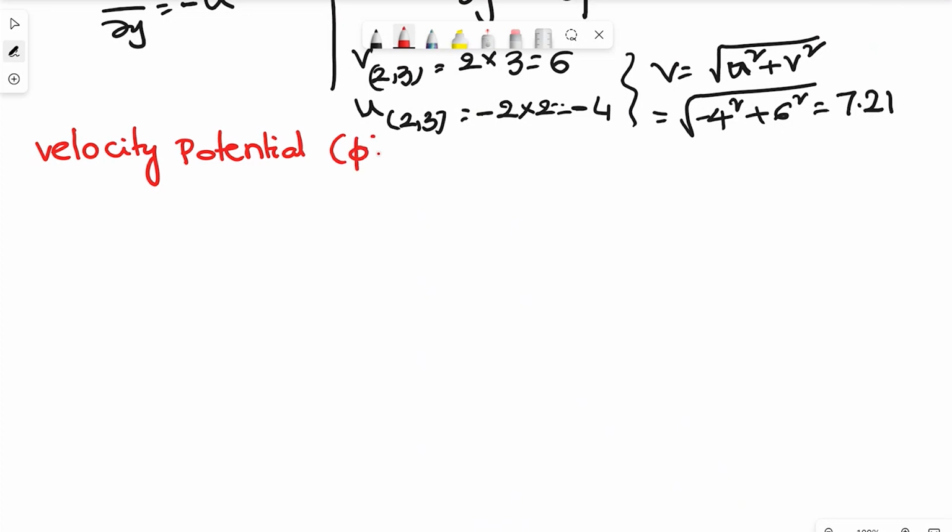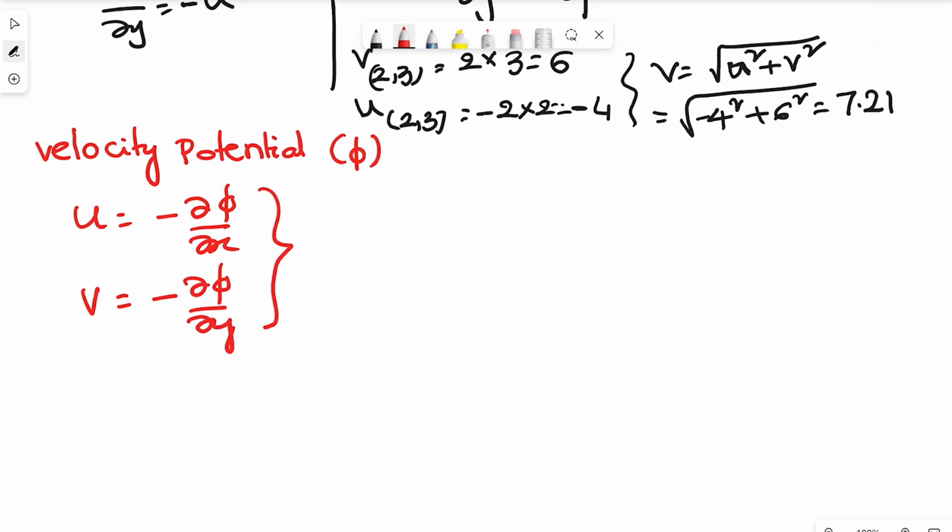For velocity potential, we know that u is equal to minus dou phi by dou x, and v is equal to minus dou phi by dou y. These are the fundamental equations, so let us keep that. Already we know what u is for us: u is equal to 2x, which we found just now above, and v is equal to 2y.